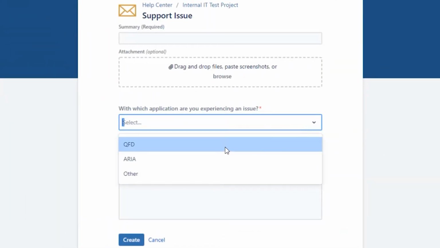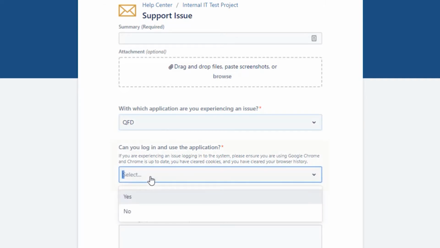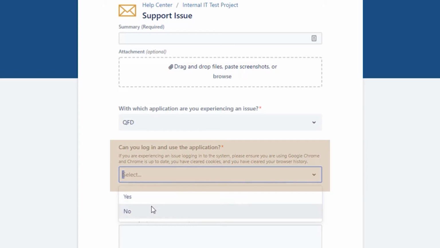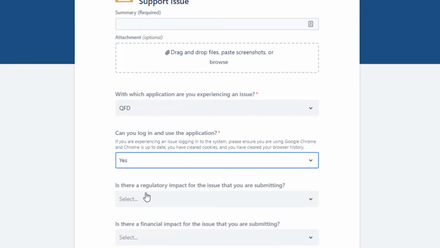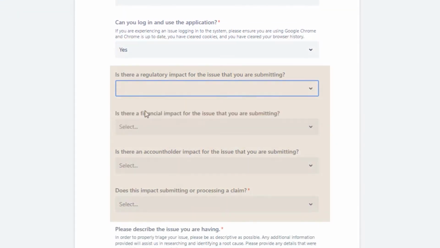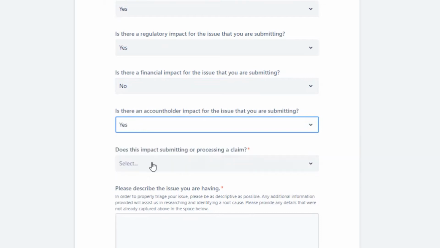However, if the agent selects QFD as the application with which they are having problems, there are additional questions that are presented to understand the impact of the error being reported. These questions start with asking about the client's ability to access the application. Next comes a series of questions asking about the potential risk, cardholder, or financial impacts this issue is causing.